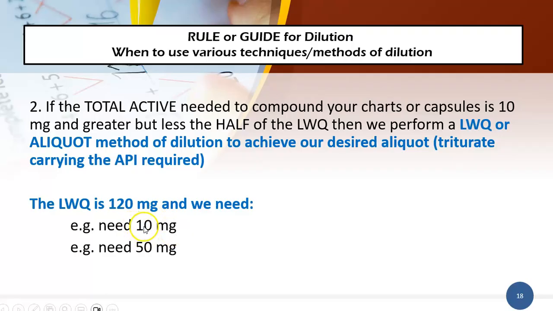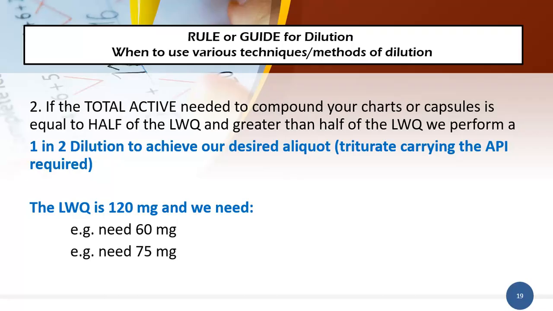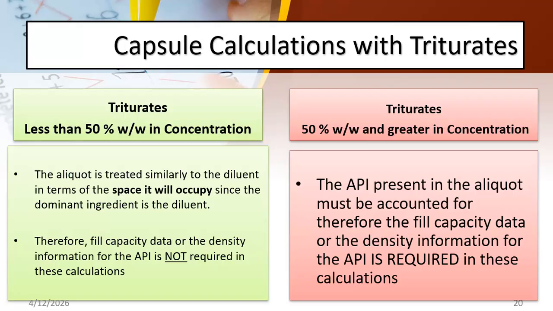But what if the drug is 10 milligrams and up to half of the least weighable, say less than 60 milligrams? So you need 10 milligrams or 50 milligrams. Then you can use your aliquot method or your least weighable method to make your drug weighable. And once you've made your drug weighable, then you can proceed to your capsule calculation. Now, what if what you need is exactly half and greater than half of the least weighable? Then you'll do what we call a 1-in-2 dilution. And so these are really foundation concepts that can face you in charts or in capsules.